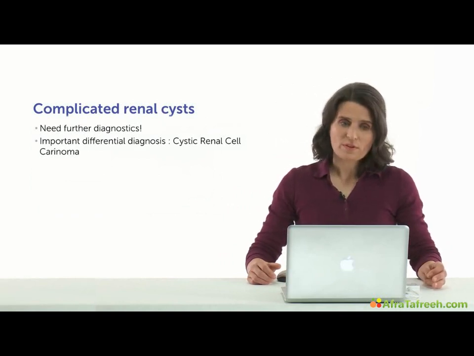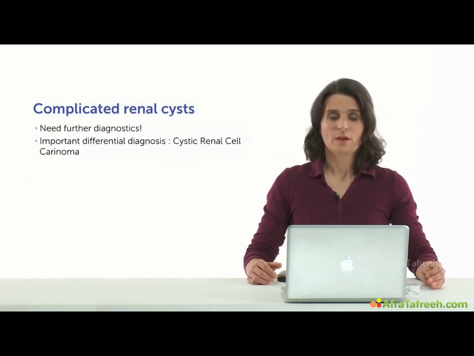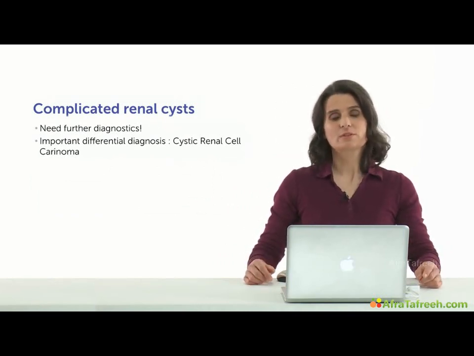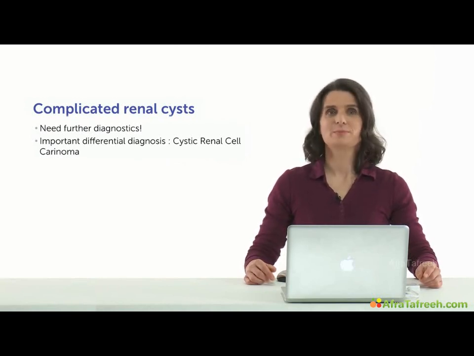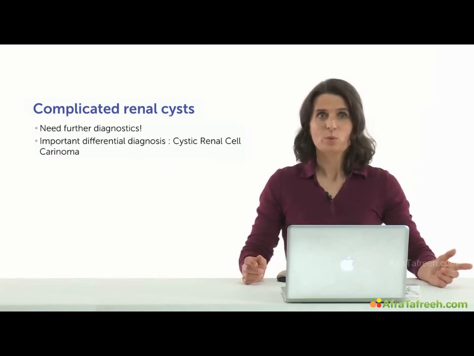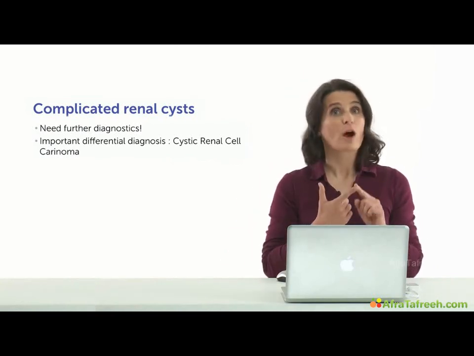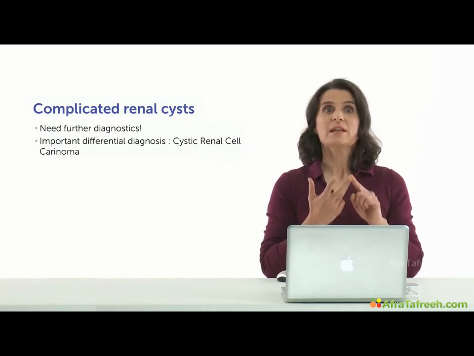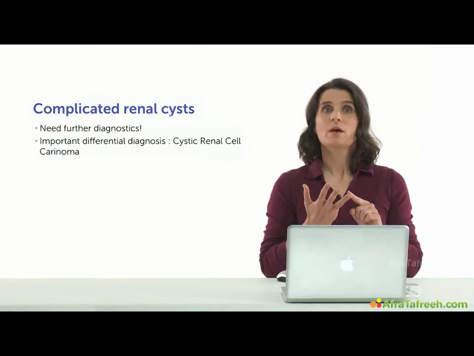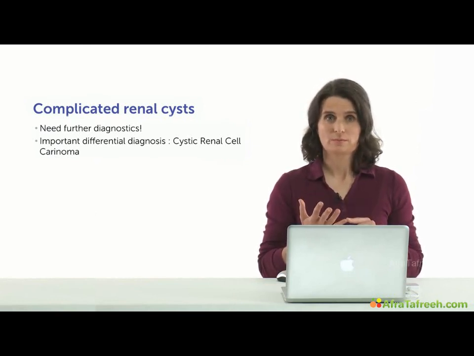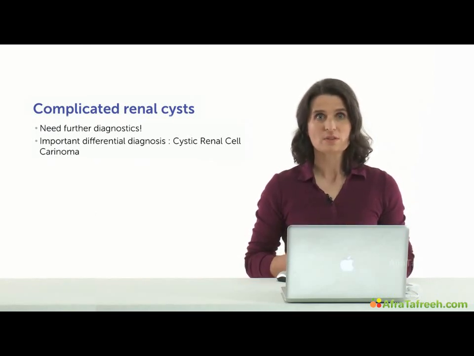The most important thing is that complicated renal cysts need further diagnostics. And the most important differential diagnosis is the cystic renal cell carcinoma. So as a conclusion, we keep in mind the criteria for simple cysts. They are echo-free, round or oval shaped. They got clear, sharp borders. We can find posterior acoustic enhancement and often lateral wall shadowing. And complicated cysts need further diagnostics because there is a risk for malignancy.